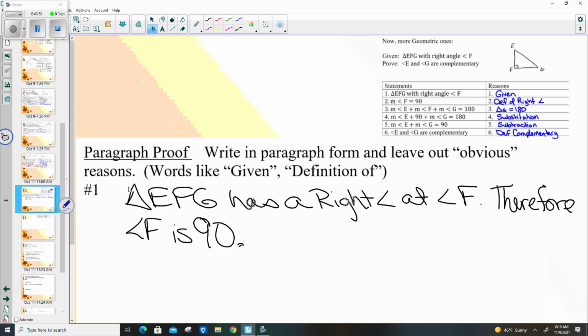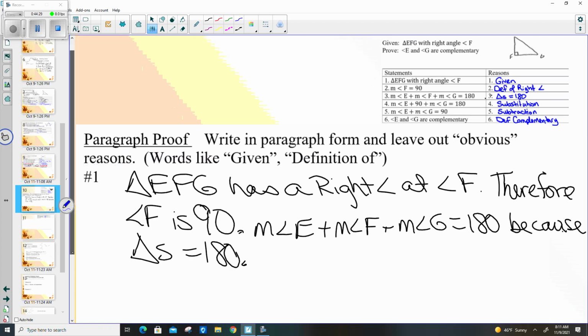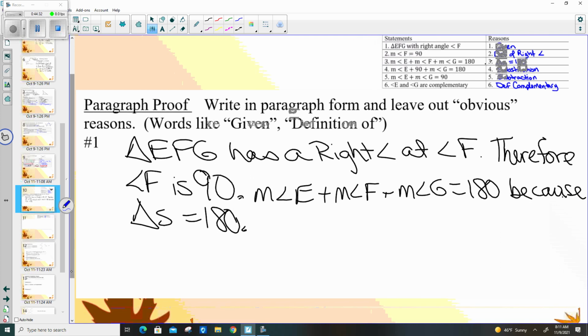Because? There you go. Measure angle E plus measure of angle F plus measure of angle G equals 180 because triangles equal 180. So I think you were all in your head making that a little bit harder than it really was. Because all I really wanted you just to do is connect those two, that statement, that reason, with some kind of connecting word.